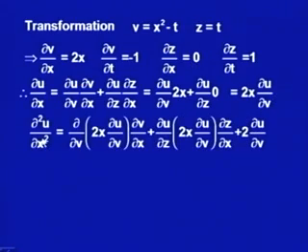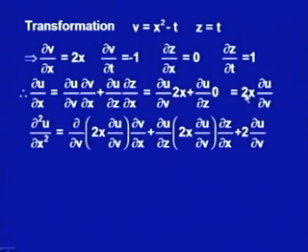So, the second derivative ∂²u/∂x², we have ∂/∂v of (2x ∂u/∂v). Why this? Because we have to differentiate this with respect to x. So, we are differentiating it with respect to v and then ∂v/∂x, then we are differentiating it with respect to z and then ∂z/∂x.